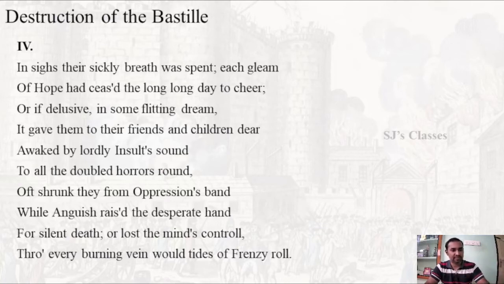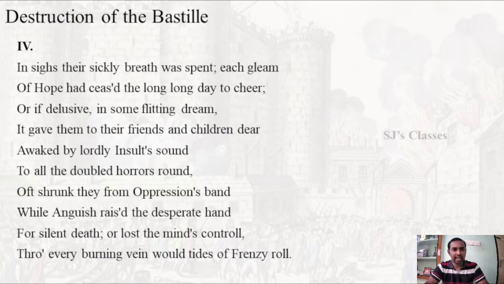gradually diminished. "Or if delusive in some flitting dream, it gave them to their friends and children dear, awaked by lordly insults sound, to all the doubled horrors round, oft shrunk they from oppression's band, while anguish raised the desperate hand for silent death, or lost the mind's control through every burning vein would tides of frenzy roll."